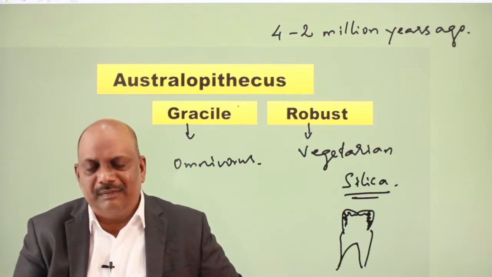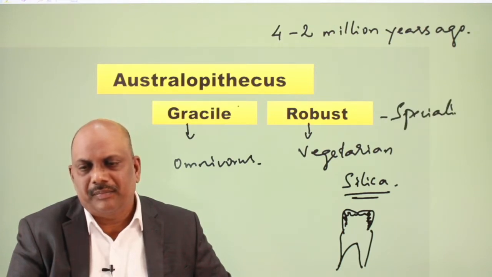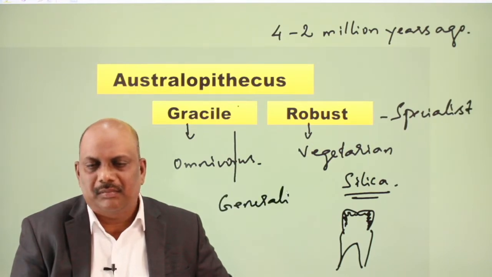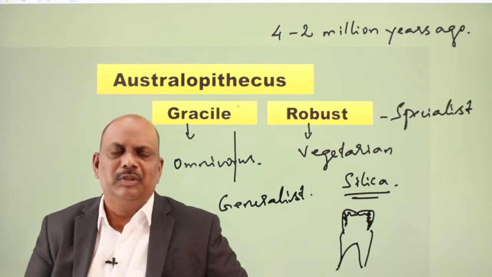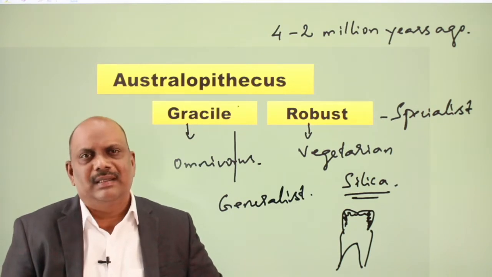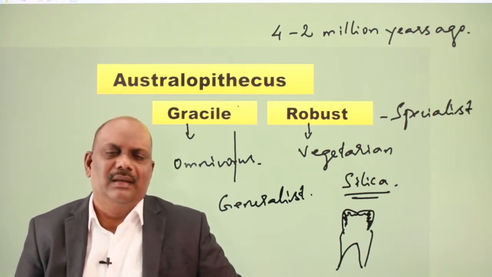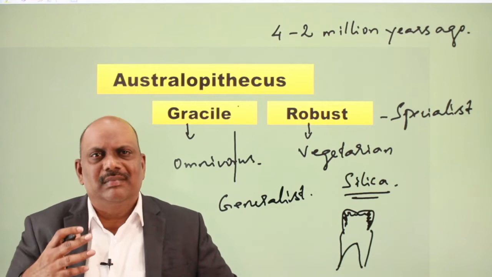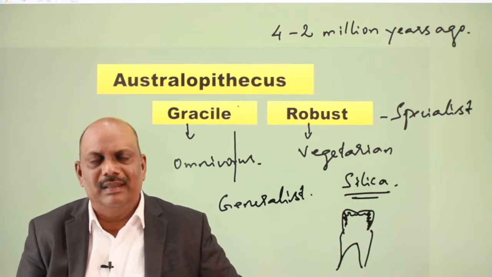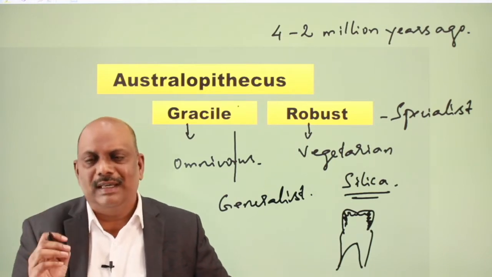In an ecological sense, we can call robust a specialist, and gracile a generalist. Specialist means they have a very narrow range of food habits. They eat only very few food items. By generalist, they have a wide range of food habits. If fruits are not available, they can rely on meat. If meat is not available, they can rely on tubers. But that is not the case with the specialist.